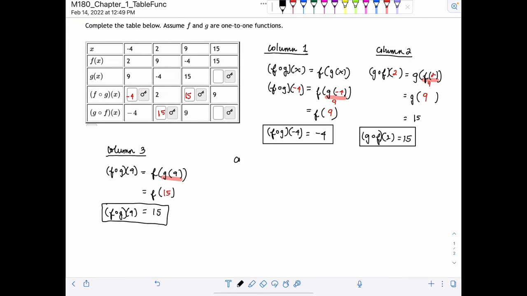Okay, so column 4. So for column 4, we're missing 2. We're missing G of 15. So G of 15 is equal to, and then question mark. So this is where the one-to-one part comes in. One-to-one means that if two functions are one-to-one, that means their inverses exist.